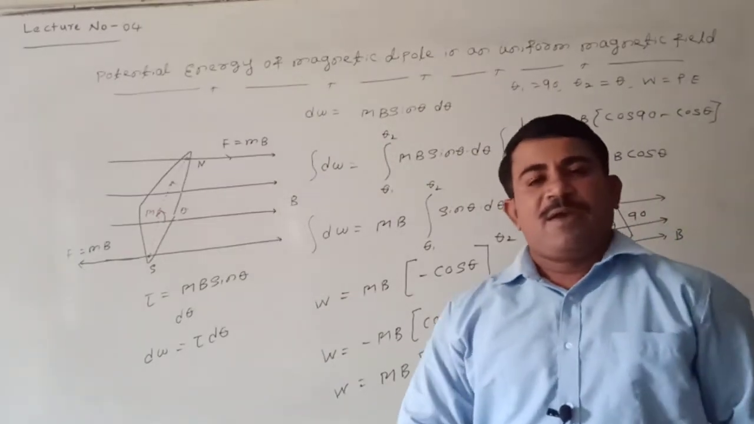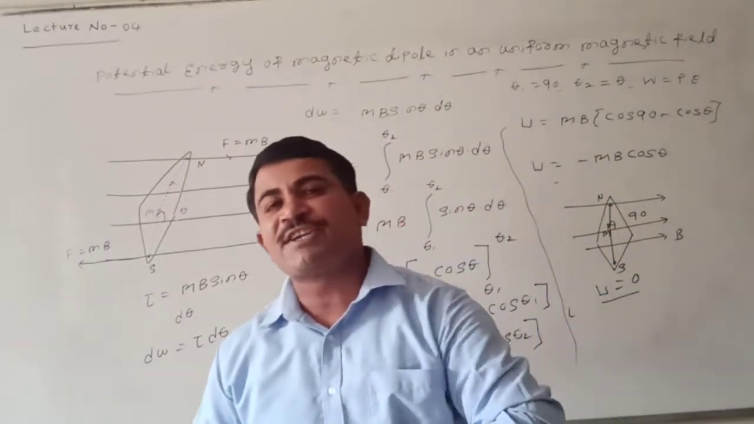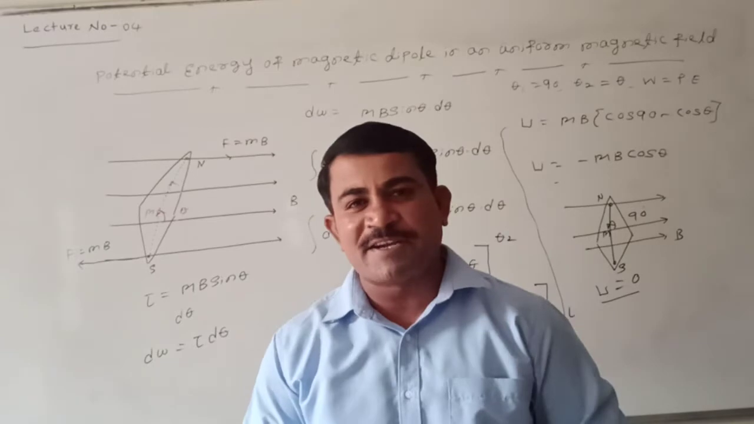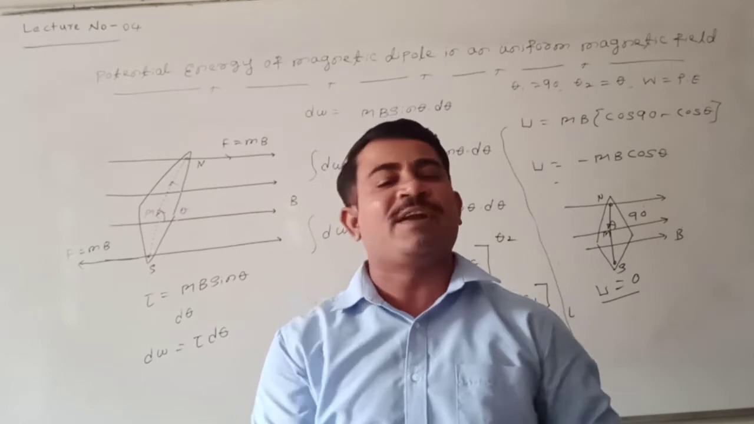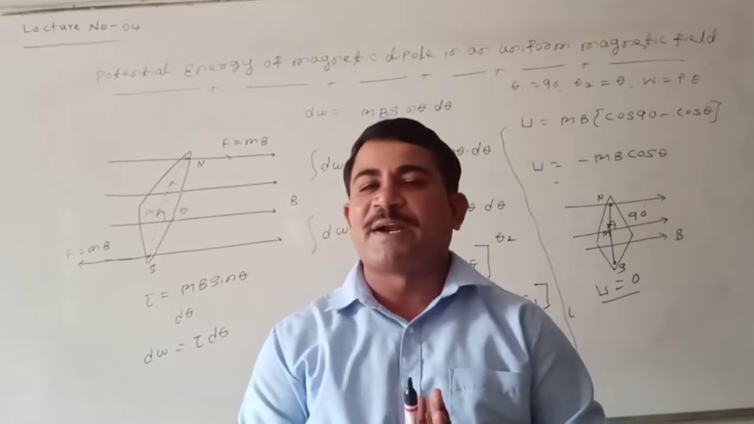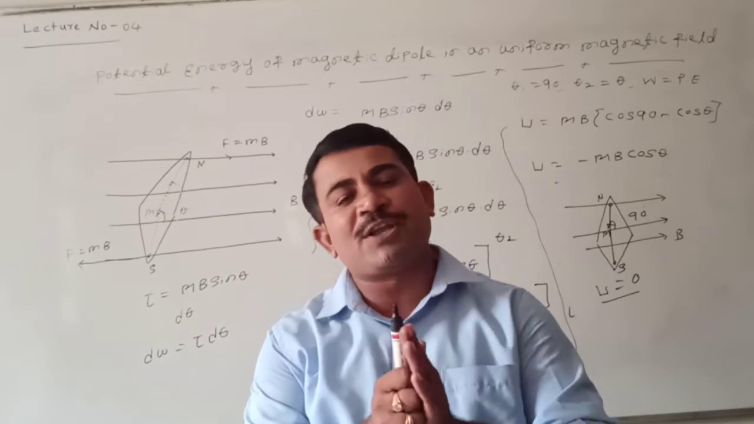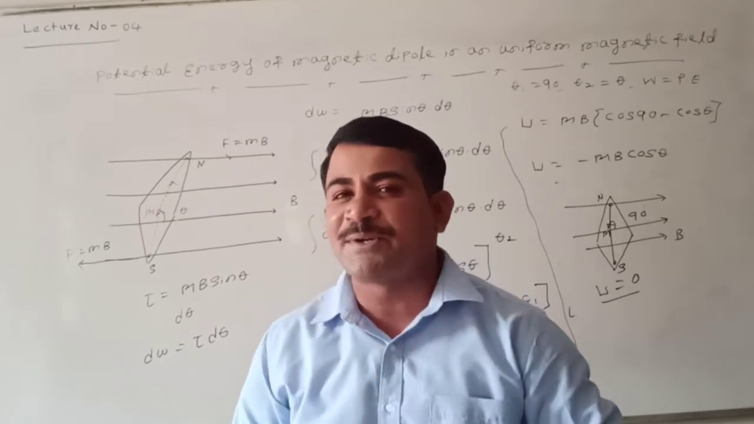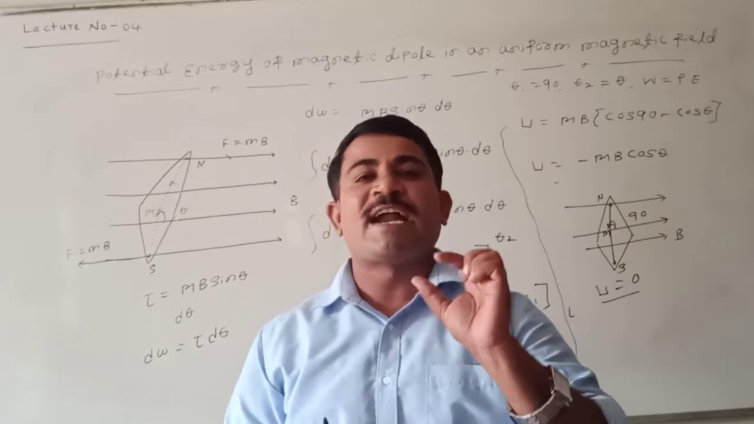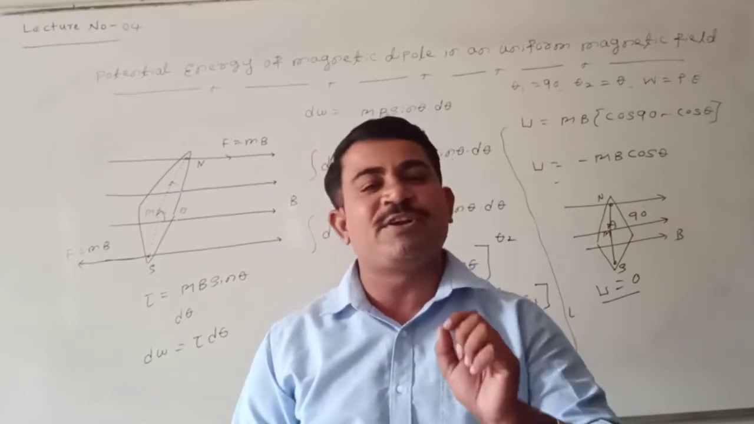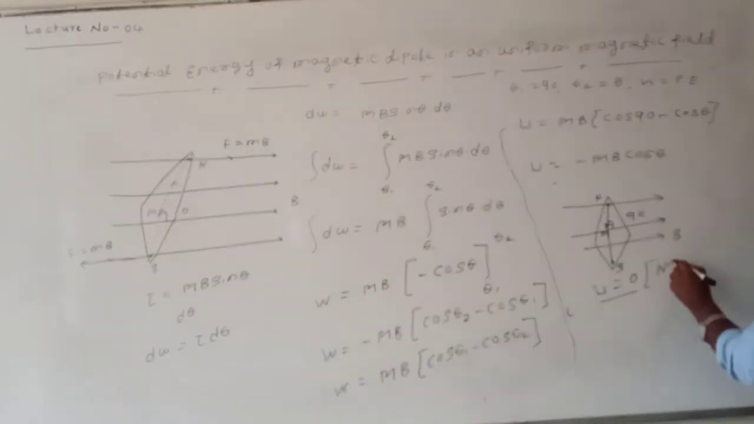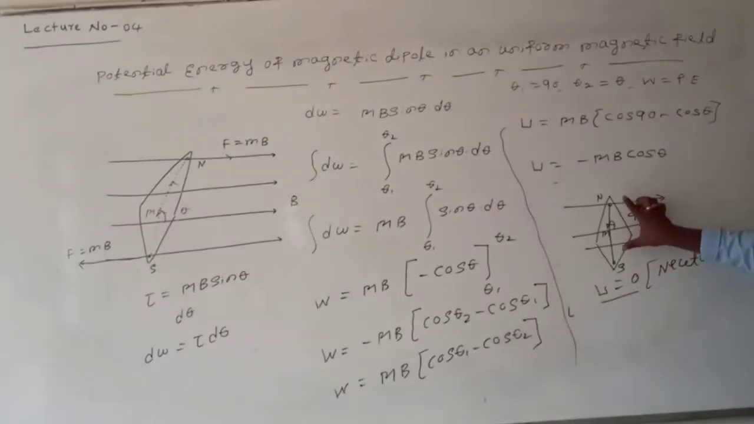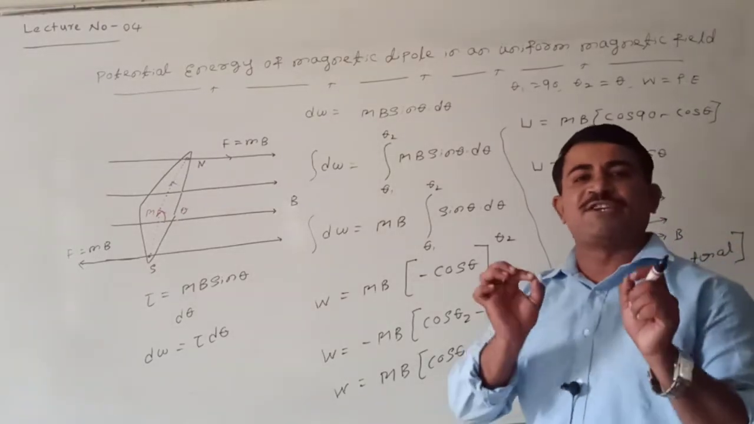I mean, when a bar magnet aligns along the direction of the magnetic field, it has minimum energy and a stable state. When a dipole rotates anti-parallel to the direction of the magnetic field, it has maximum energy and an unstable state. But whenever a dipole is perpendicular to uniform magnetic field lines, it has maximum torque, but energy must be 0. That energy is 0, then that dipole is said to be in neutral state. Neutral state means this is the position where it has 0 potential energy.